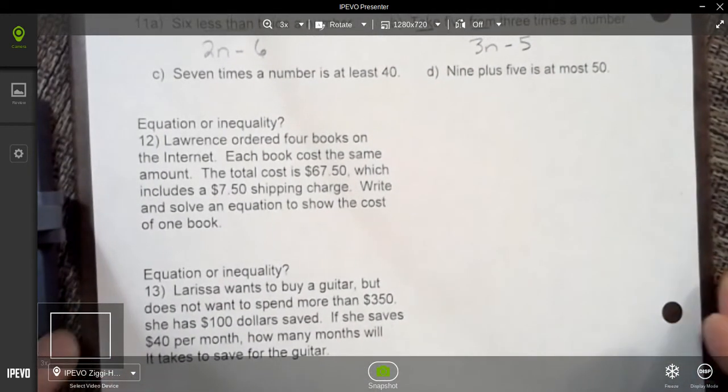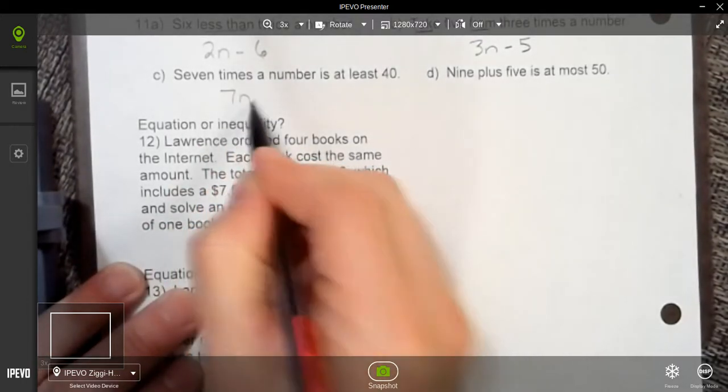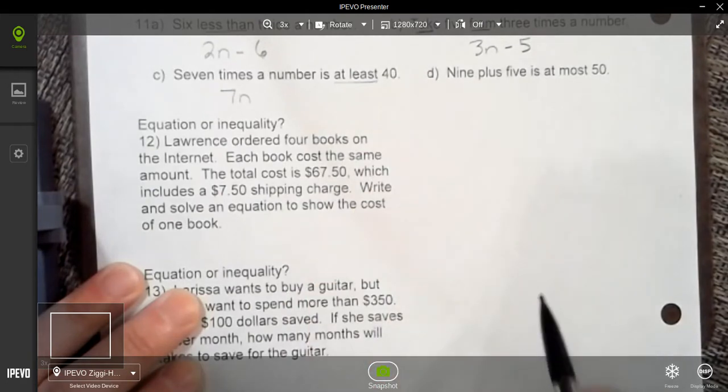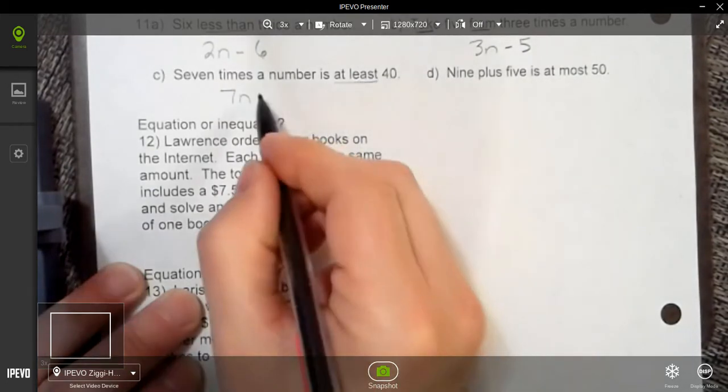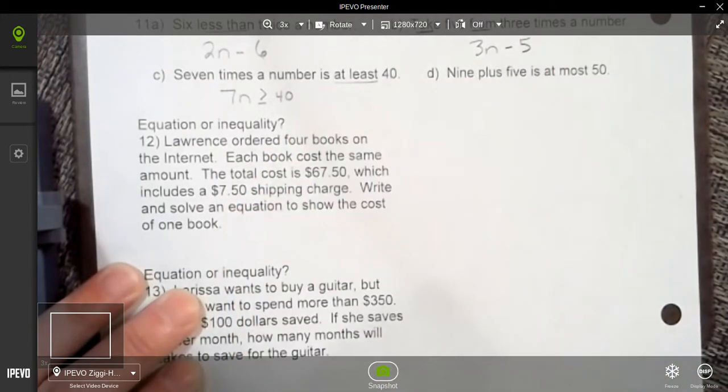In part C, it says 7 times the number is at least 40. So I'm going to have my 7n, 7 times the number. And then up above, we said the words at least means, in this case, 40 or more. And so I'm going to have a greater than or equal to symbol here. 7n is greater than or equal to 40.